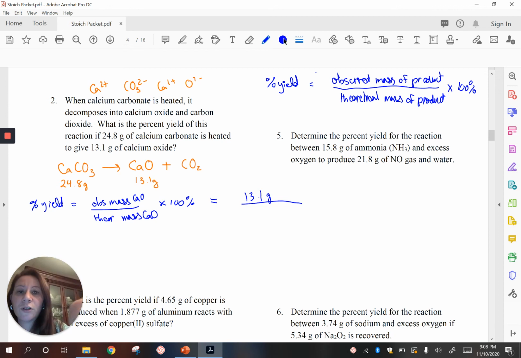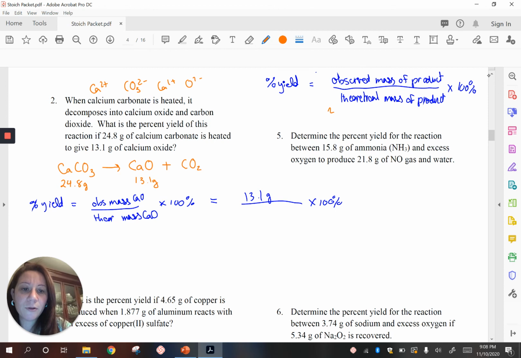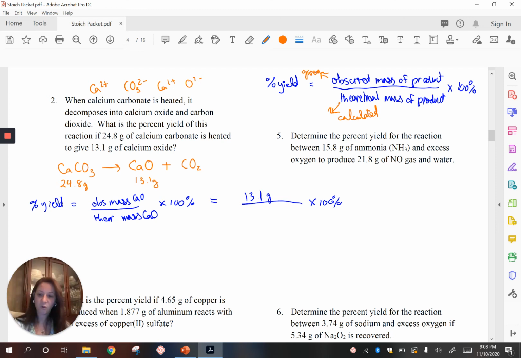So usually, I'm going to go ahead and write that down here before I change my color. So usually this number is calculated. And this number is usually given, unless you are actually doing a lab and getting the data to get that number. So observed is always given either in the question or in the lab.